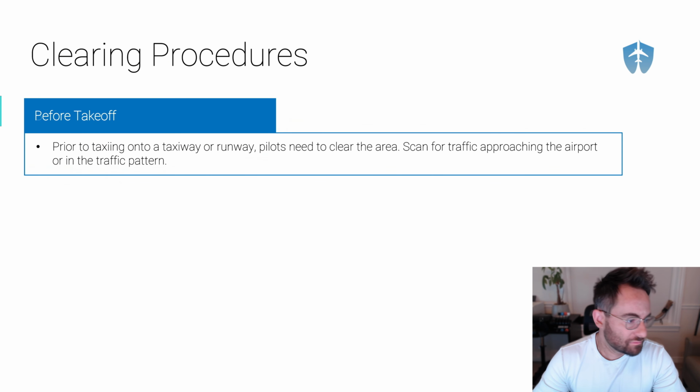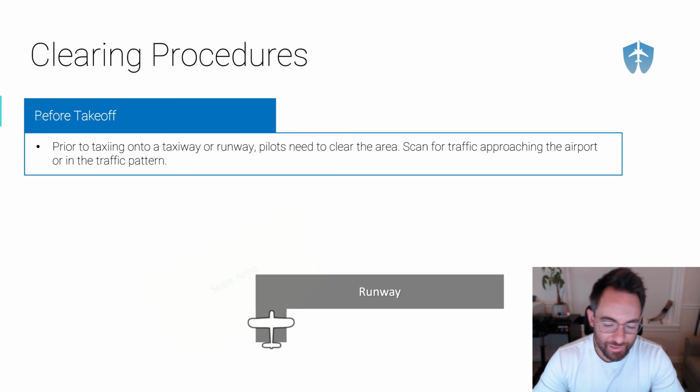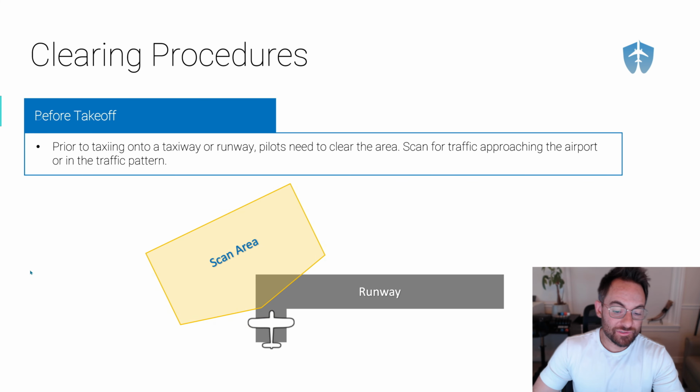Clearing procedures. Let's talk about before takeoff. Prior to taxiing onto a runway or a taxiway, pilots need to clear the area, scan for traffic approaching the airport or in the traffic pattern. We're taking this example, saying we're holding short of the runway. We want to scan and make sure nobody's coming in here to land. And also scanning for traffic in the pattern, which you probably should be able to do pretty well.